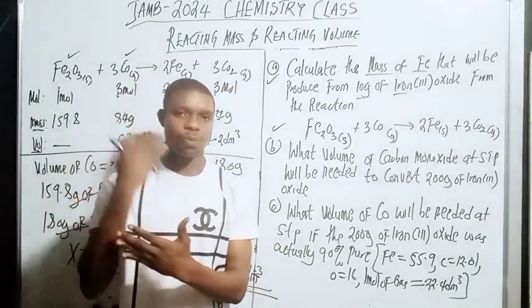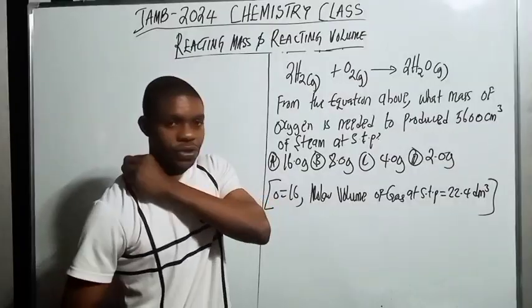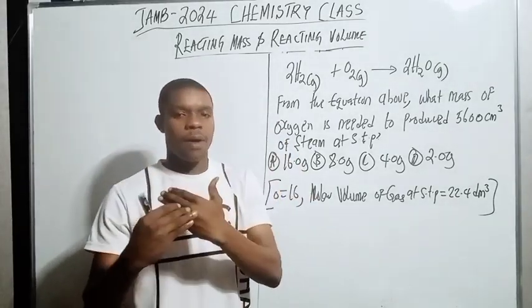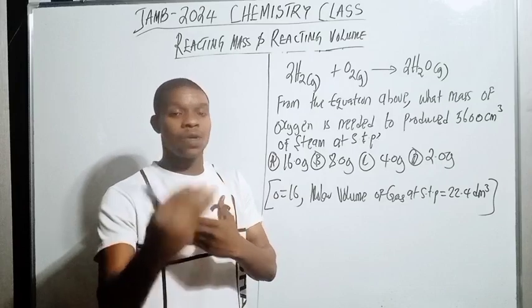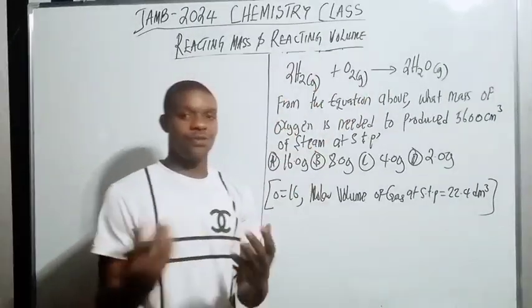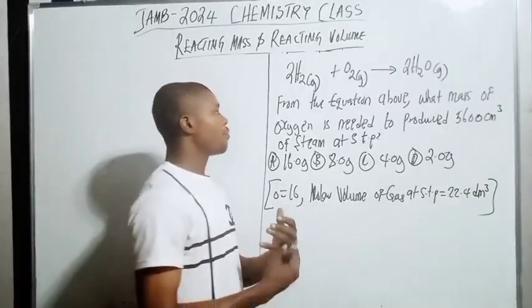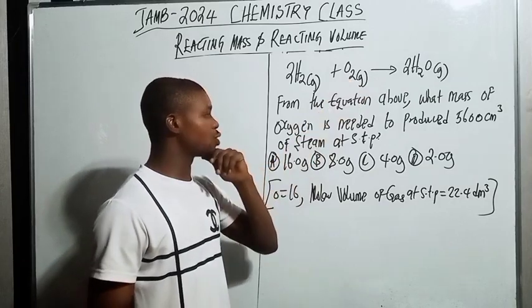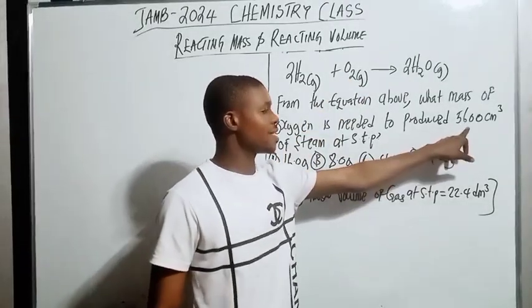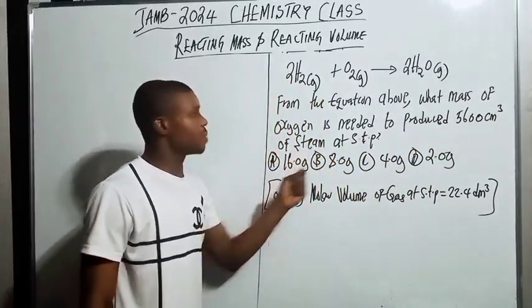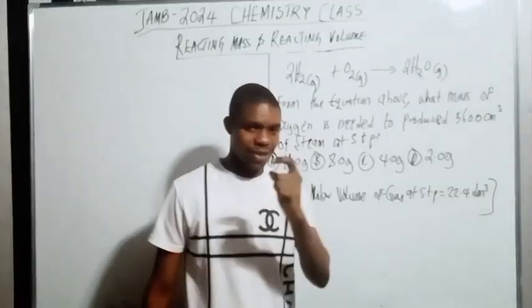Now let me look at some other questions. This second question here is a typical JAMB question, so I can tell you that you are likely to see questions like this in the exam. Look at the balanced chemical equation, just like the first question I explained. From the equation above, what is the mass of oxygen needed to produce 15600 cm³ of steam? Steam is water at STP. Do you understand?